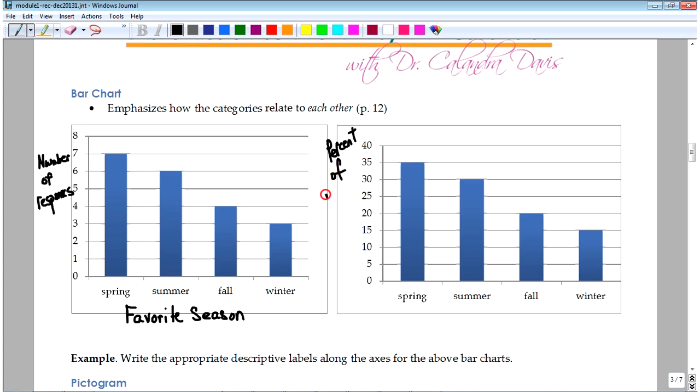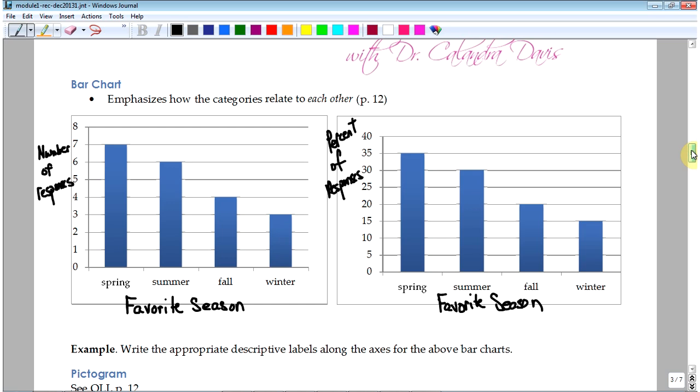So that would be our descriptive label in this case for the y-axis. The x-axis would still have a descriptive label of favorite season. And just note, it doesn't matter whether you use the count or the percentage, the shape of your bar graph will be the same when using the same data.